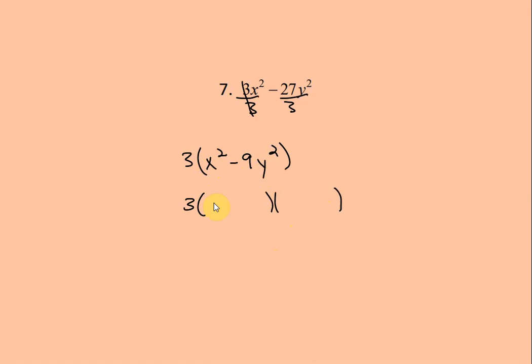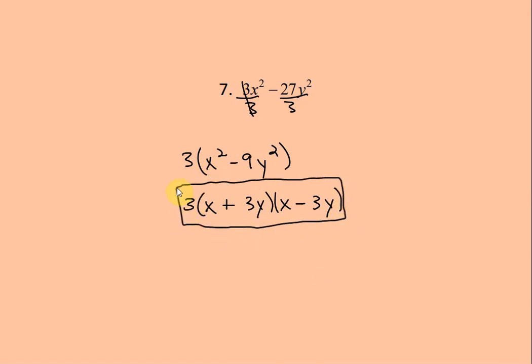So I take the square root of each part. The square root of x squared is x. The square root of 9 is 3. And the square root of y squared is y. 1 plus and 1 minus. And this whole thing would be my solution.